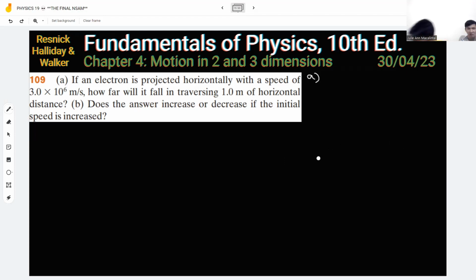Ganito, kaya bang mahanap yung time for the electron to go from the initial position to the wall? Hmm, wait, dito po, binigay speed, saka binigay yung distance to get time. Ano kinematic equations po? X is equal to, okay, yung initial velocity, anong direction?